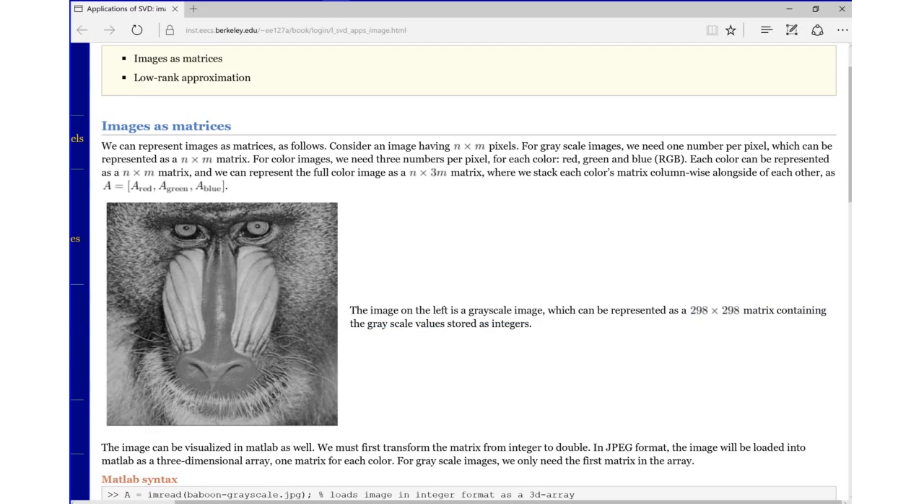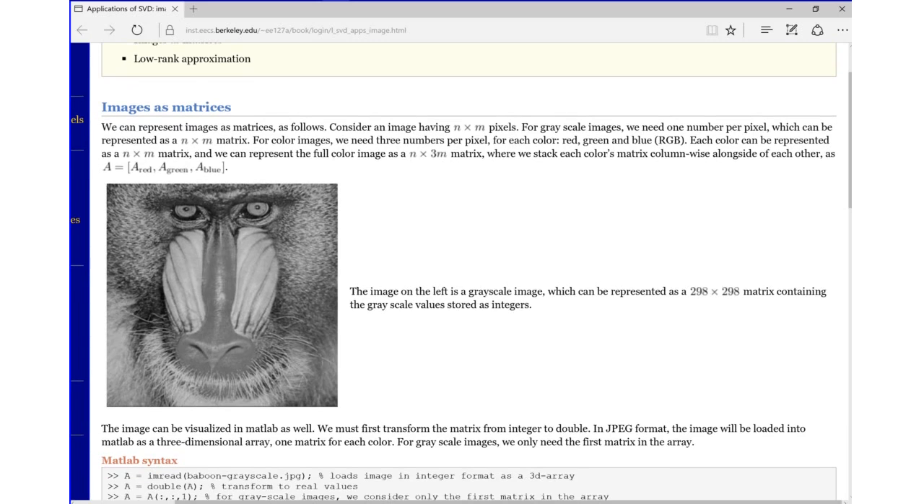So this image here is 298 by 298 pixels. That means you can attach to this image a 298 by 298 matrix. If the image were in color, you see above the picture there that you can represent the pixels according to their red, green, and blue. It's a bit more complicated. You get a larger matrix, but still doable, right?